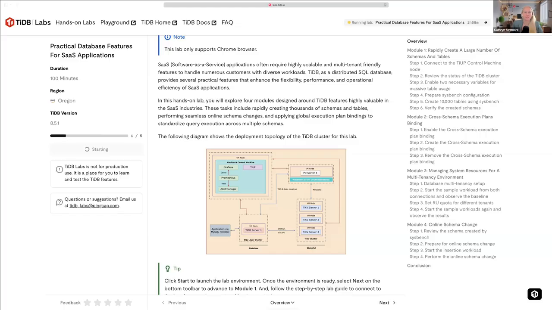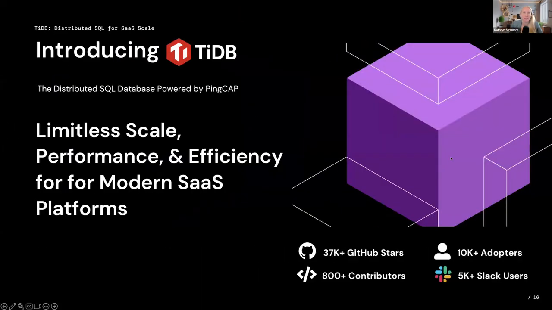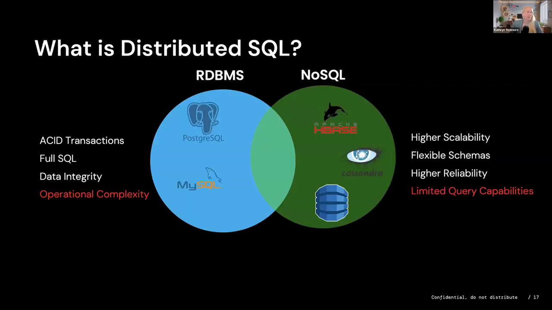While that takes a minute, let's look briefly at why TiDB can do these things, right? So we're able to limitlessly scale performance and efficiency for modern SaaS platforms. And part of that is because we're a distributed platform.